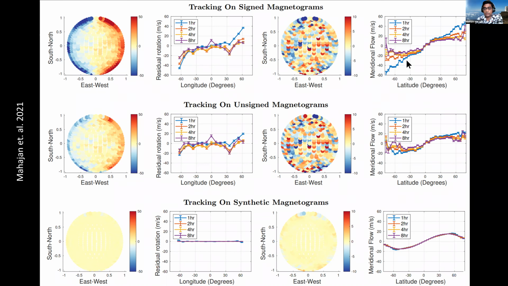They were just not as pronounced as they were on the signed magnetograms. And to make sure that it's not our projection or the tracking algorithm that is creating this kind of systematic error, we ran our algorithm on the synthetic magnetograms that we created using the analytical magnetogram creator. And we don't see any east-west biases, and we barely see any differences in the meridional flow profile with time lag when we run on synthetic magnetograms. So we don't believe it's something coming from the tracking algorithm. It must be something that's inherent in the data.